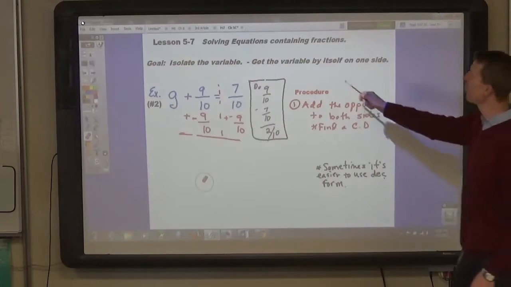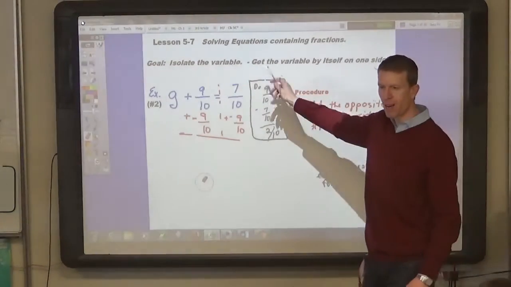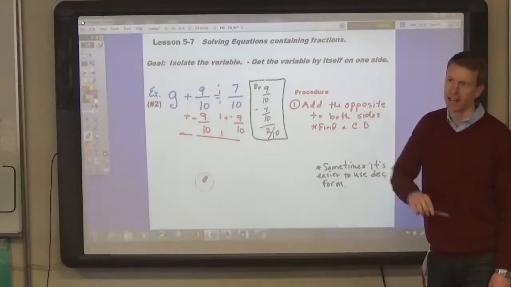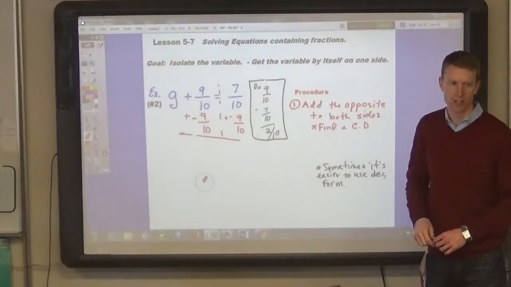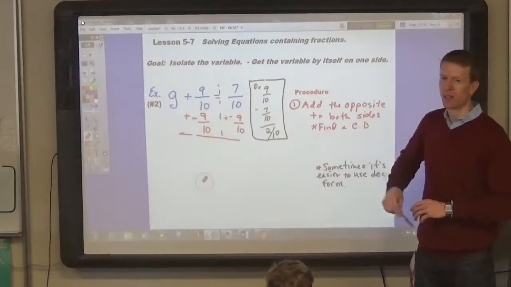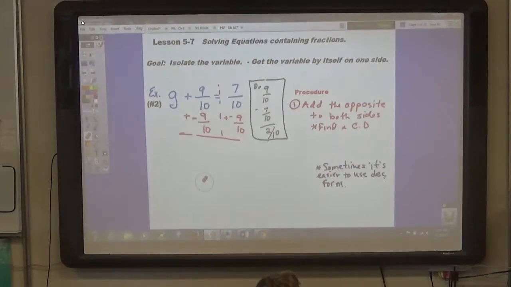Alright, solving equations containing fractions. Okay, this is still from chapter 5, and you're going to quiz on this on Friday. Or I'm sorry, next week. We won't be able to quiz on this tomorrow. But we're going to go back to learning about solving equations. The goal is always to get the variable by itself on one side of the equation.